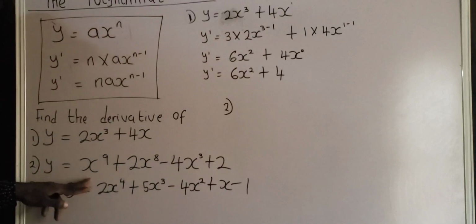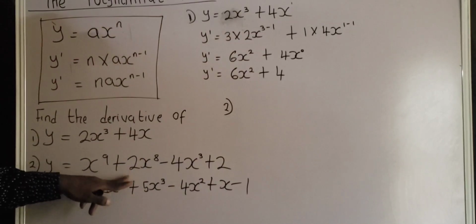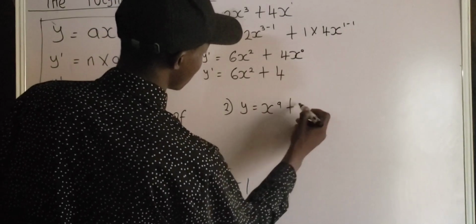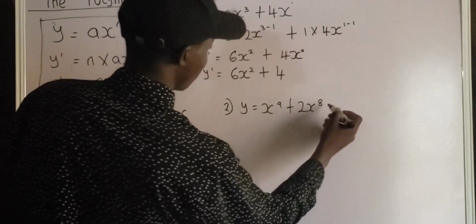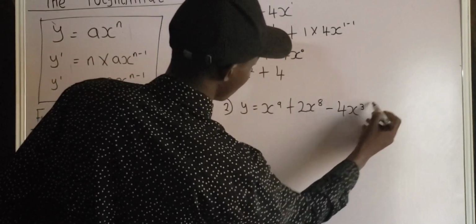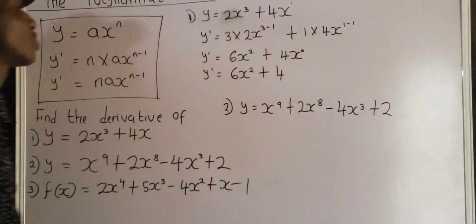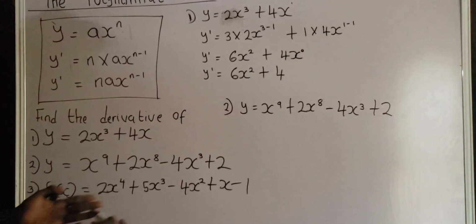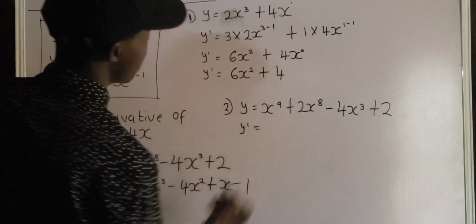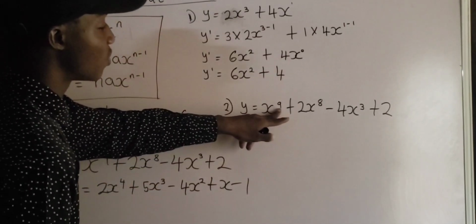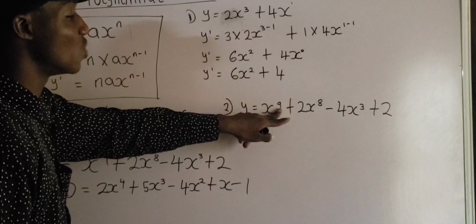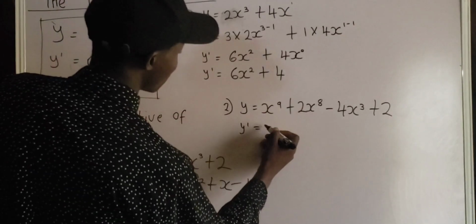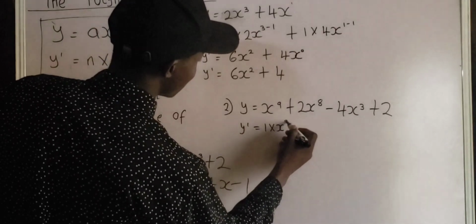We have y is equal to x raised to the power of 9 plus 2x raised to the power of 8 minus 4x raised to the power of 3 plus 2. Okay, in order to differentiate this function, we are still going to employ the polynomial rule, because the derivative of y now becomes, don't forget, we are going to multiply the power to which x is raised with the coefficient, and the coefficient of x here is what? 1, invisible 1. So I'm going to have 1 multiplied by x raised to the power of 9 minus 1.